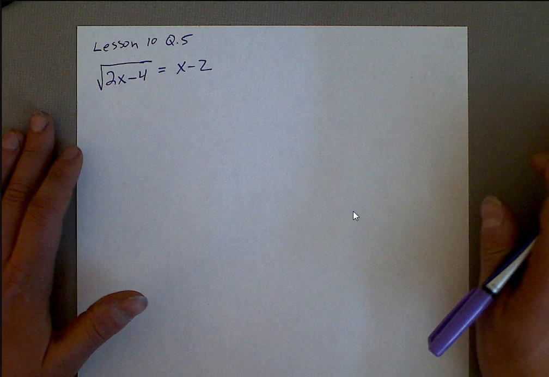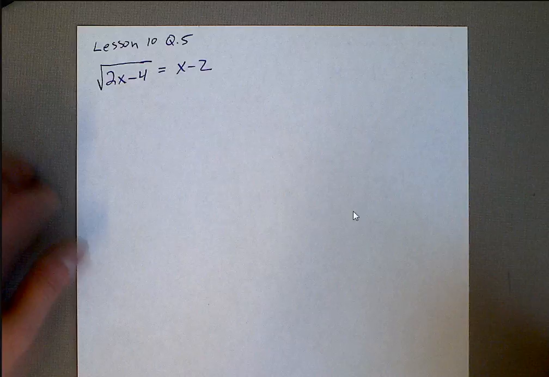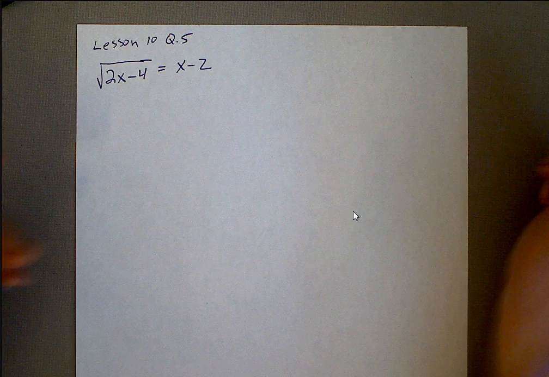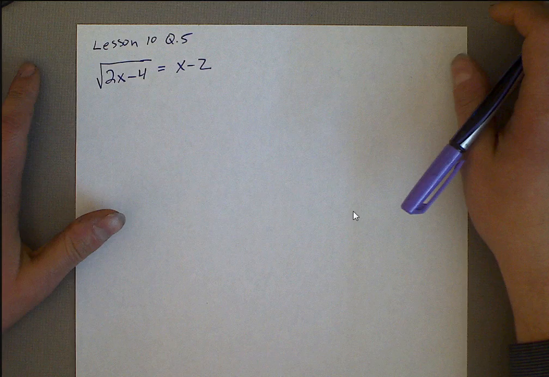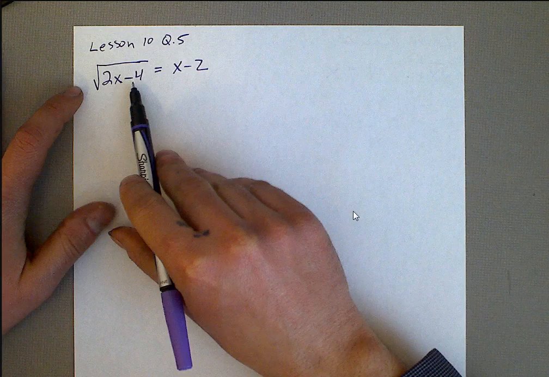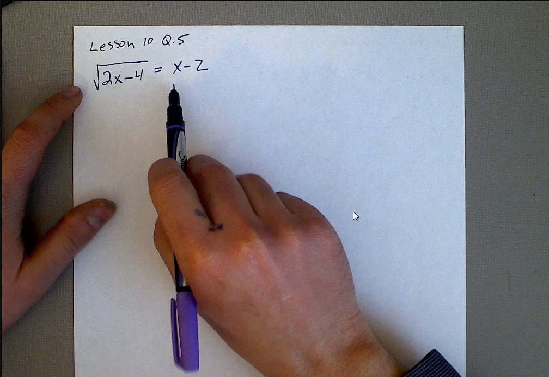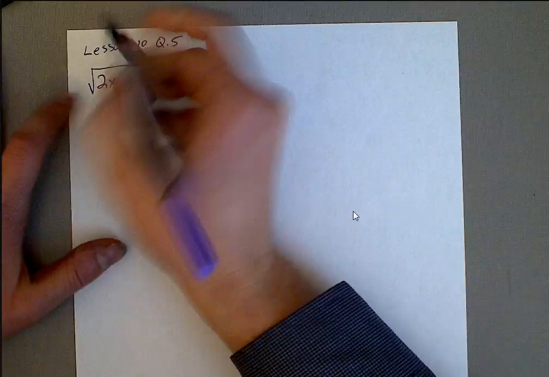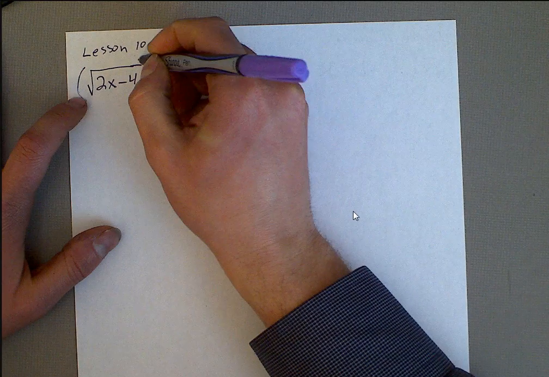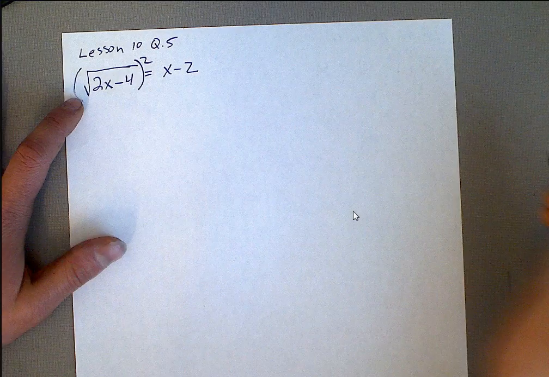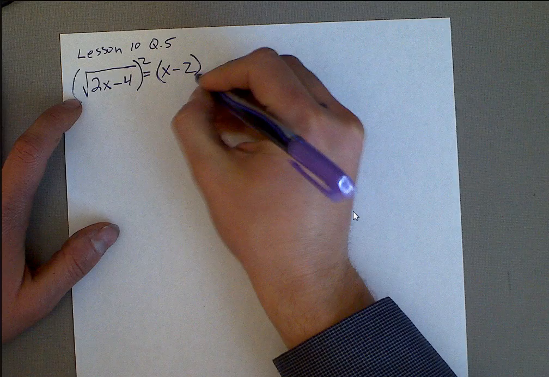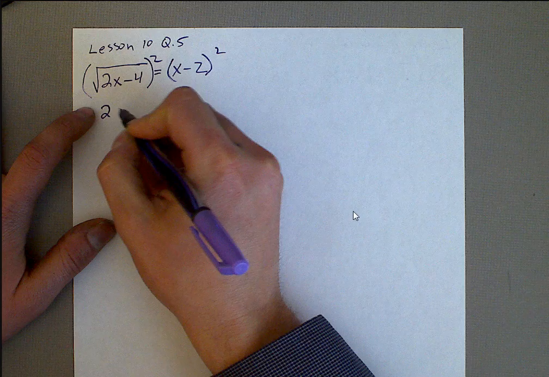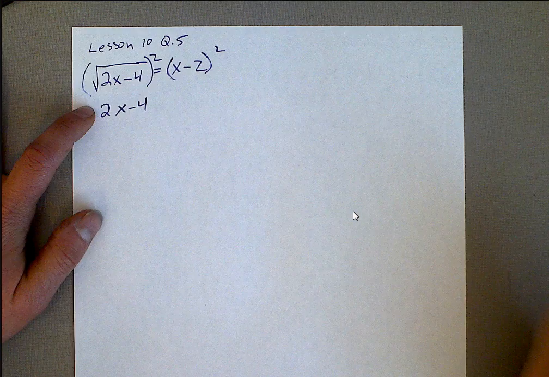Alright, so today we're going to look at solving radical equations, and this is question number 5 on lesson 10. We're asked to solve the square root of 2x minus 4 equal to x minus 2, and anytime there's a square root that's isolated, let's think about getting rid of the square root. So we're going to square both sides, and when we square both sides, the square root goes away and you're just left with the stuff inside the square root.